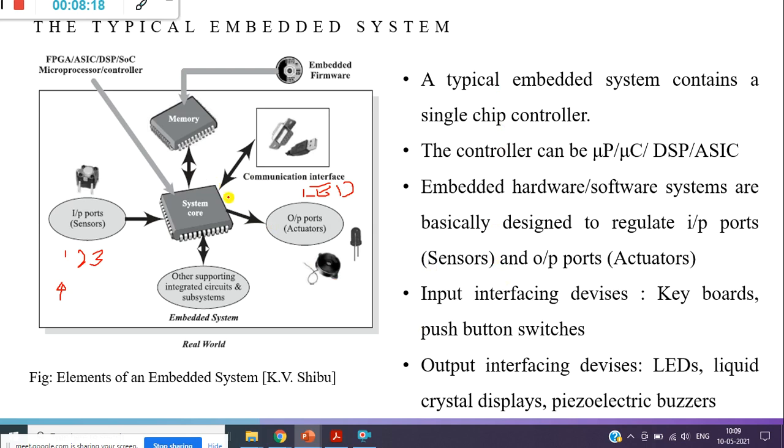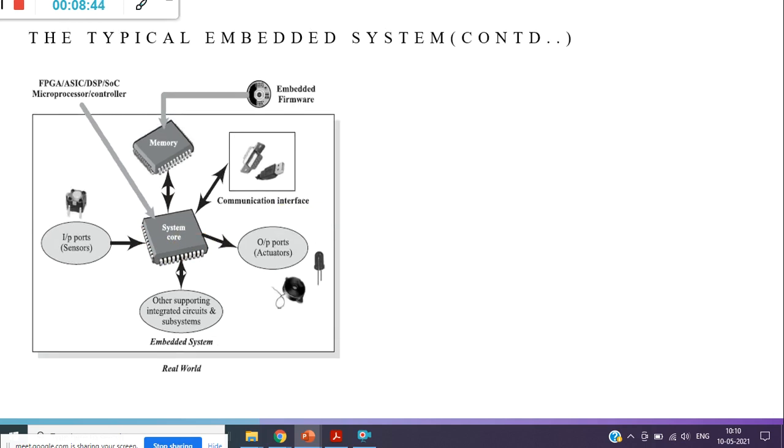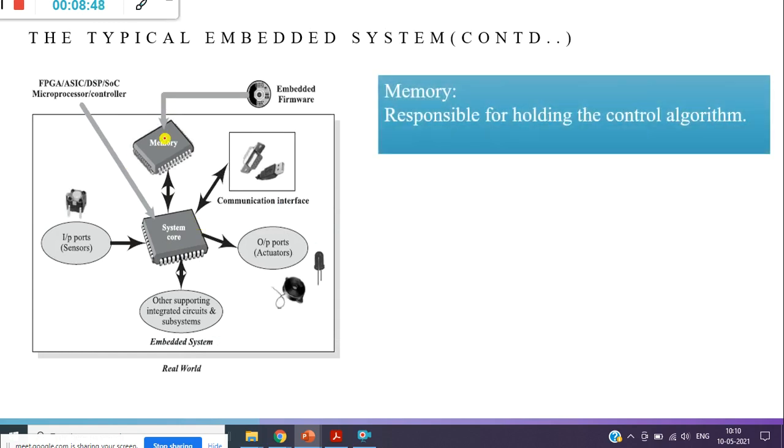So here we discussed that the system core is nothing but your microprocessor or microcontroller or DSP or ASIC based on the application, and this embedded system hardware is regulated or manipulated by the input and output ports, where these consist of a keyboard and LCD respectively as input and output devices. Moving further, another important element of this embedded system is memory. This is very important and responsible for holding the algorithm, because the system works either to read the input from the user or the input ports and to perform based on the input read by the system.